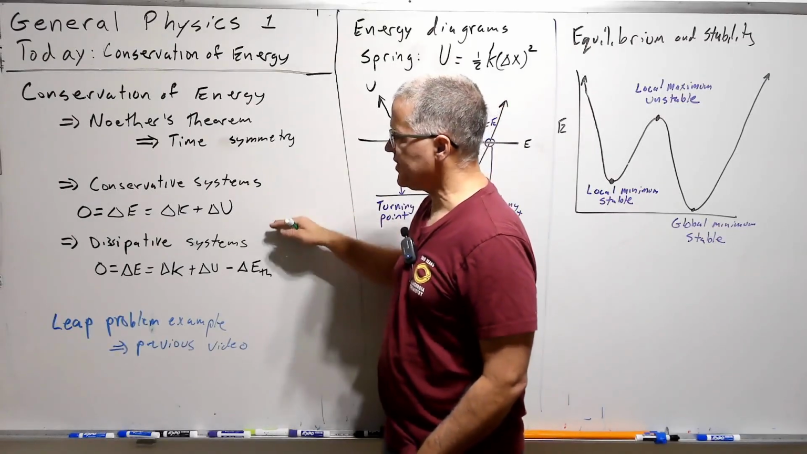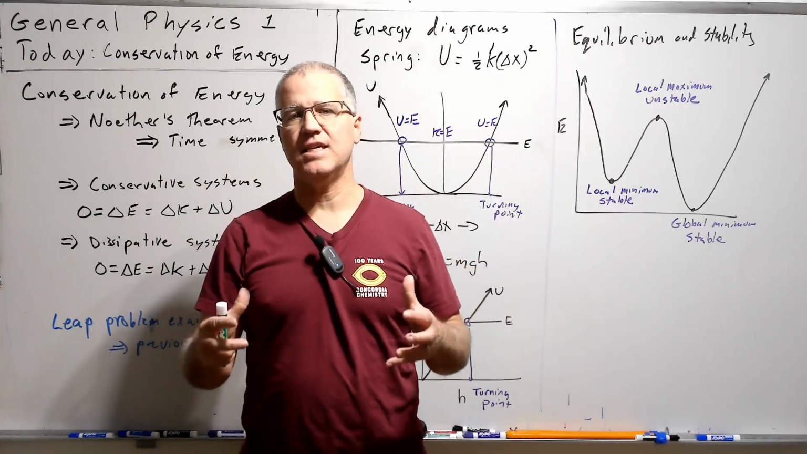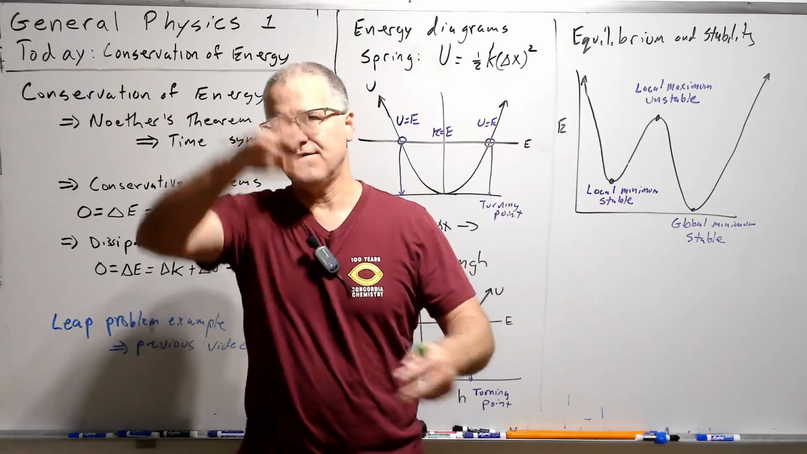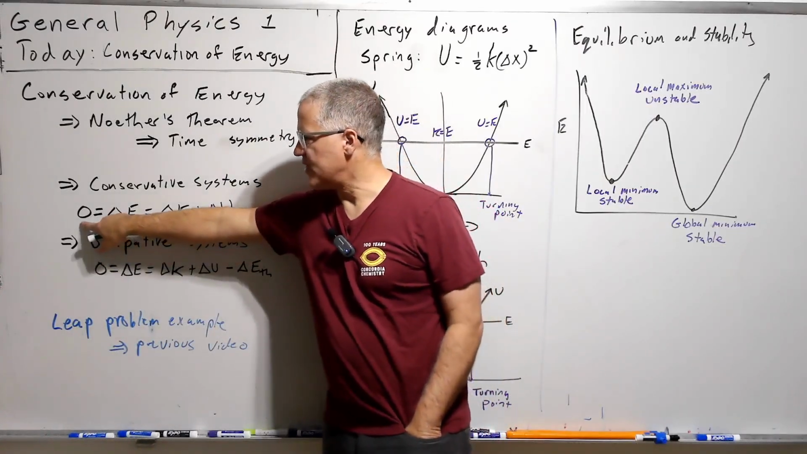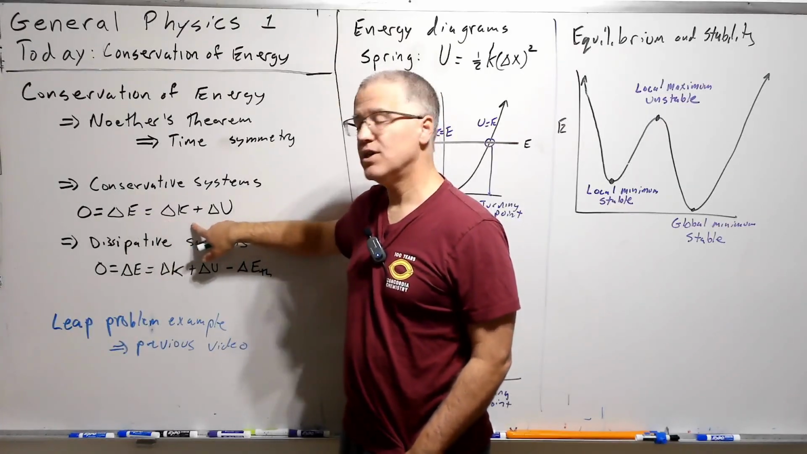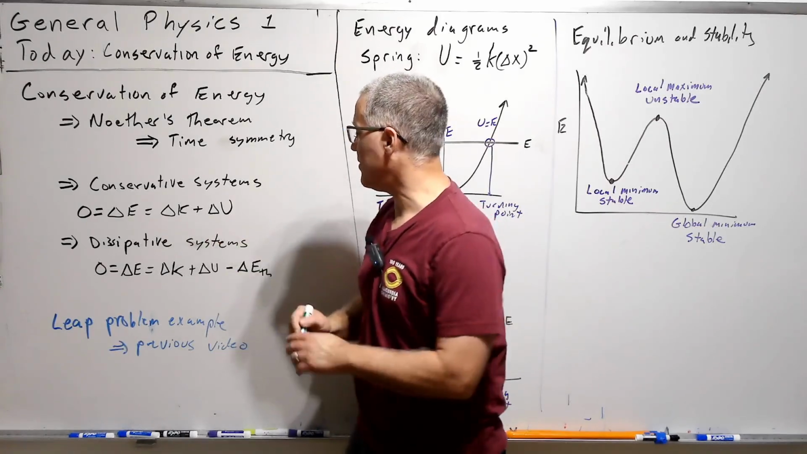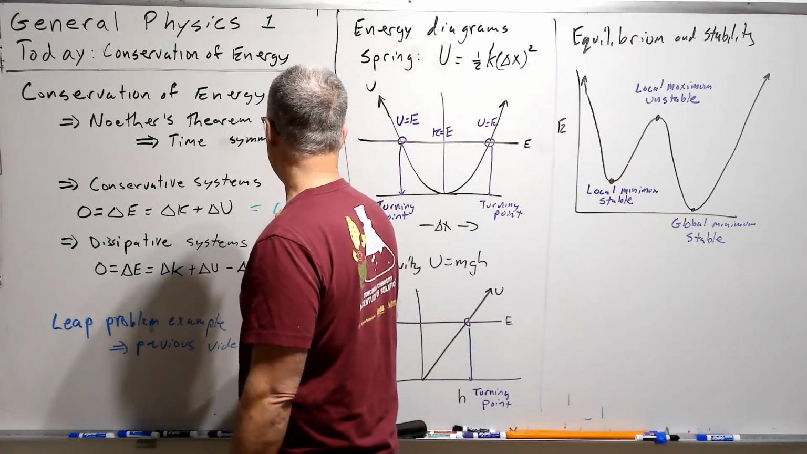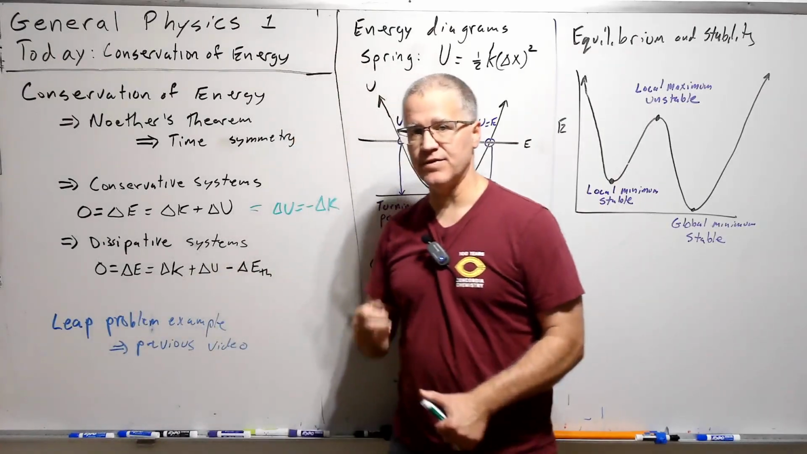We have two types of systems: conservative systems. This is where you can think of the particle, or the object, as completely isolated from the rest of the universe, in which case conservation of energy, which says delta E is 0, also says that delta E is equal to any change in kinetic or potential energy. And from this is where we got delta U equals minus delta K for conservative systems.